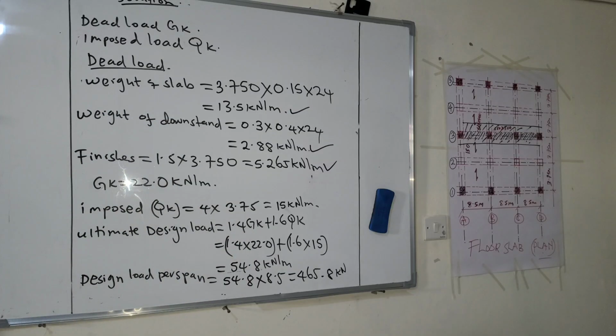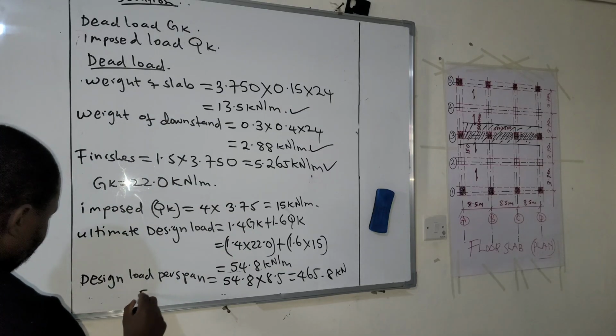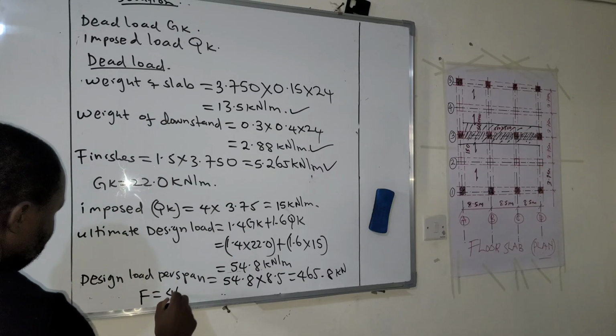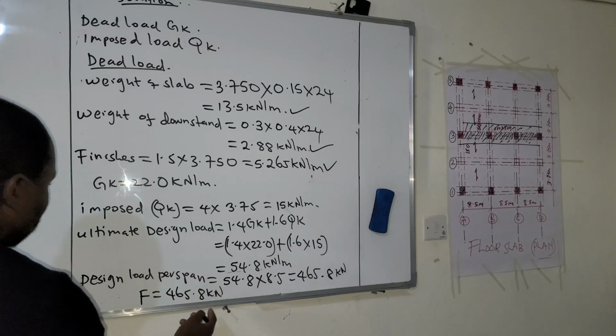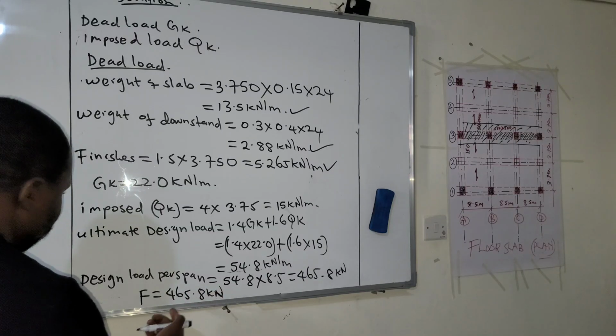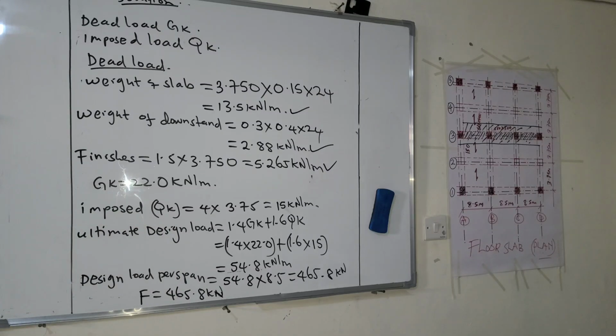kilonewton. And this is our F. So F is equal to 465.8 kilonewton. Remember, we will use this F, this 465.8, in our proceeding calculation in the table provided in BS 8110.